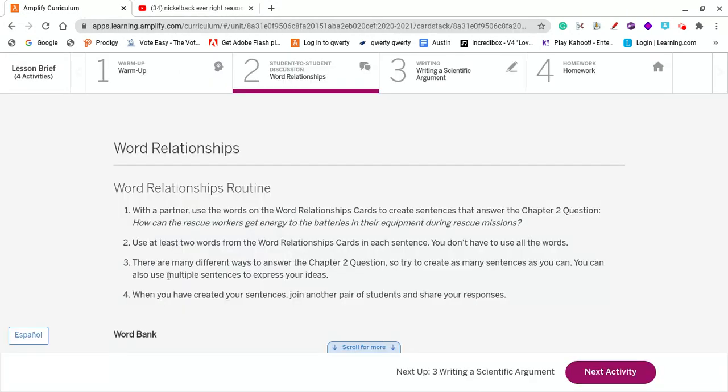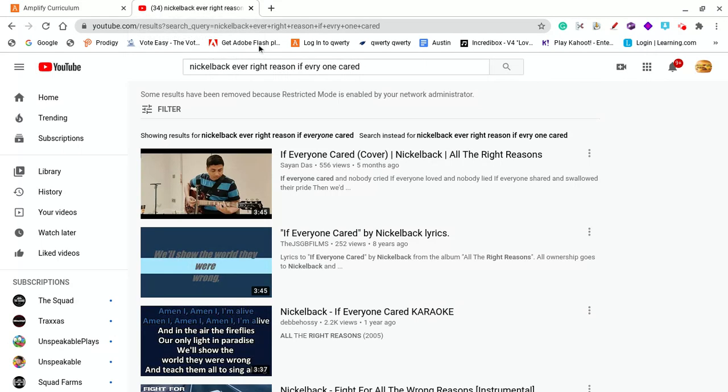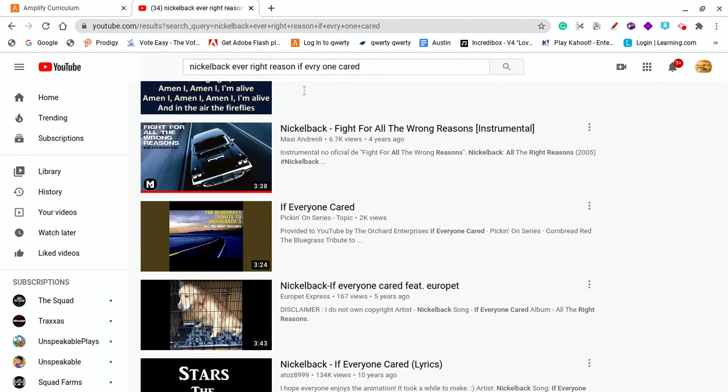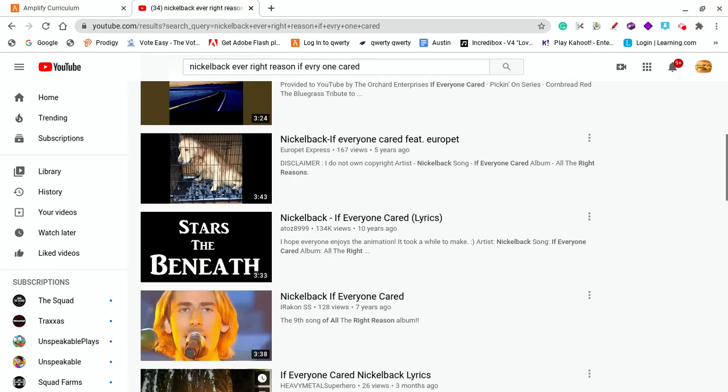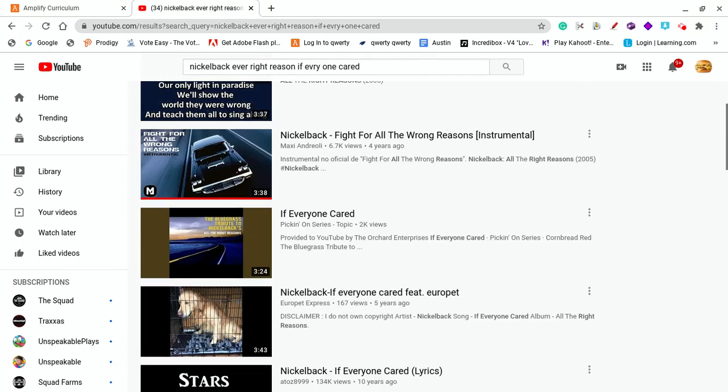Edwin would then come back and do the same thing to me. He'd say, Mr. Wolf, create a sentence using the words potential energy and kinetic energy. And I might say, potential energy gets converted to kinetic energy every time they have to run during their rescue missions, whatever. Okay? So you're just going to go back and forth.